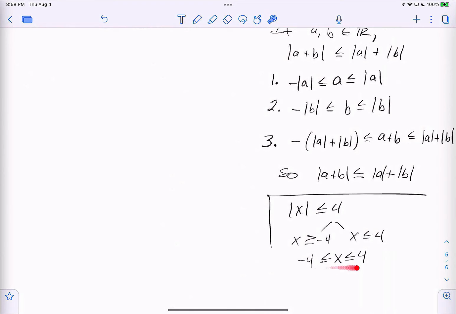In fact, this may be how you were taught to solve absolute value inequalities when the absolute value was less than a number. My point here is that if the absolute value of x is less than or equal to 4, then x is between negative 4 and 4. What we just did in the last step was go backwards. Negative absolute value of a plus absolute value of b is playing the role of negative 4. Absolute value of a plus absolute value of b is playing the role of 4.